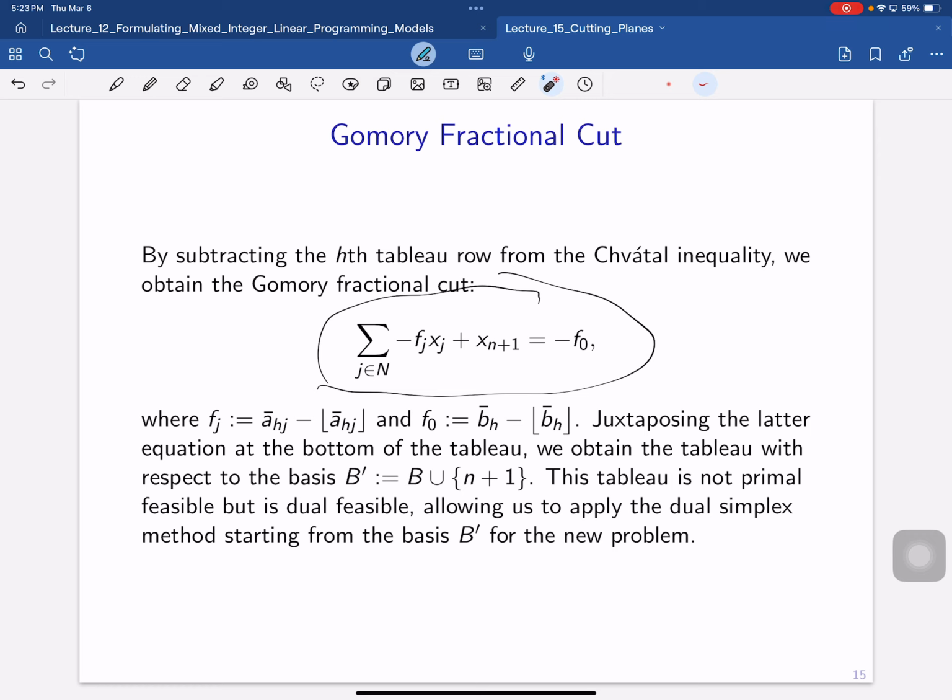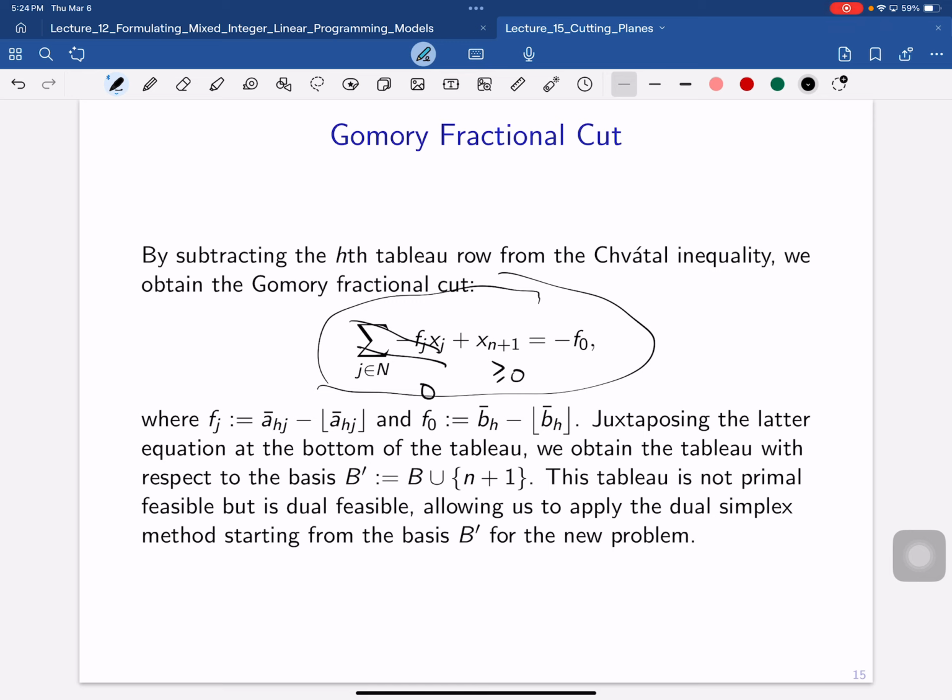Okay. So it's very easy to see that, right? Because in the original solution, all the non-basic variables are 0. Right? In the original solution, all the xj's are 0. So therefore, in the original solution, this part is 0. Right? And xn plus 1, by definition, is a number that is greater than or equal to 0. Right? Xn plus 1 is a slack variable. Okay. And then the right-hand side is a negative number. f0 is a positive number.